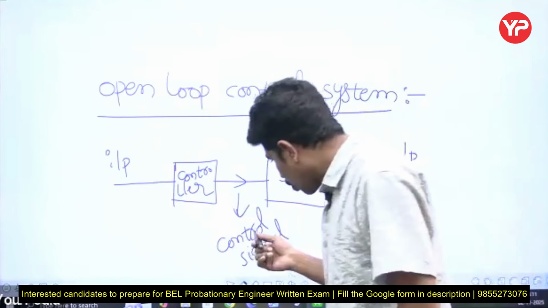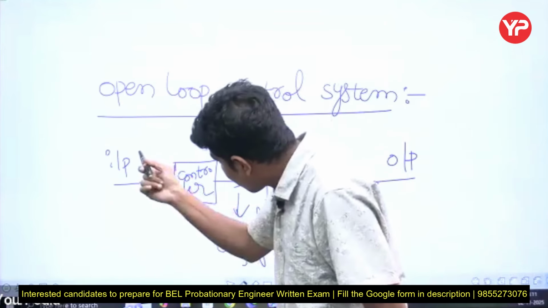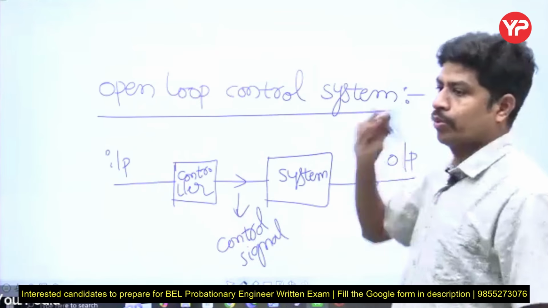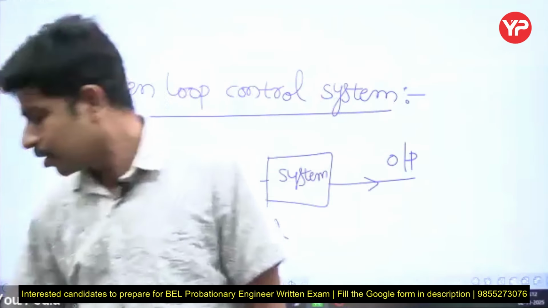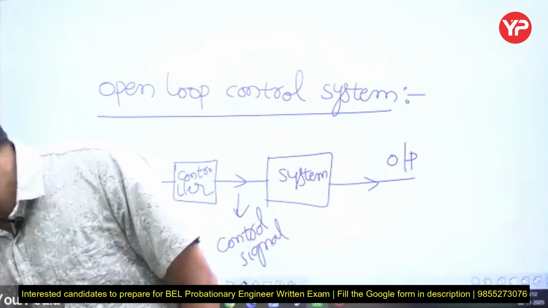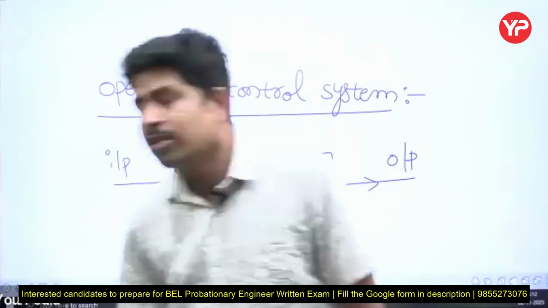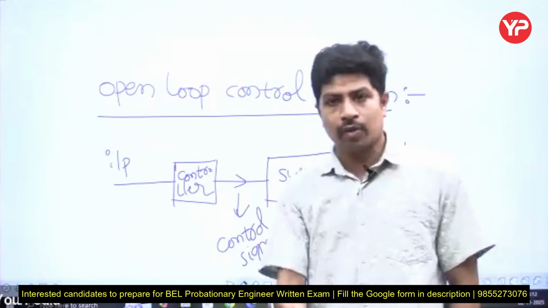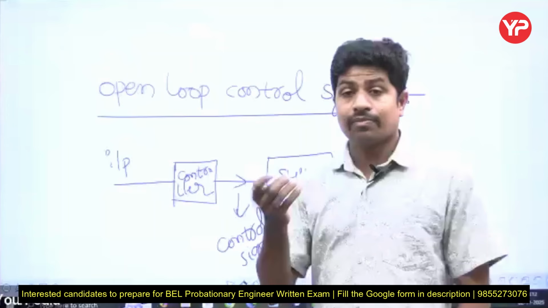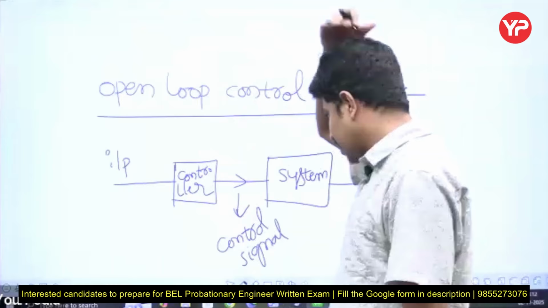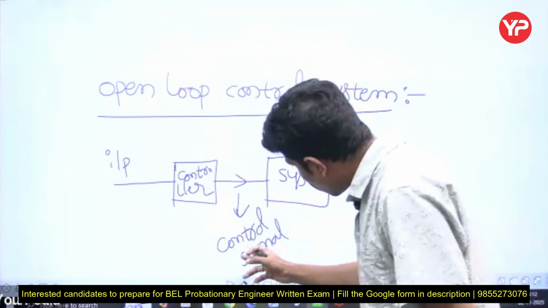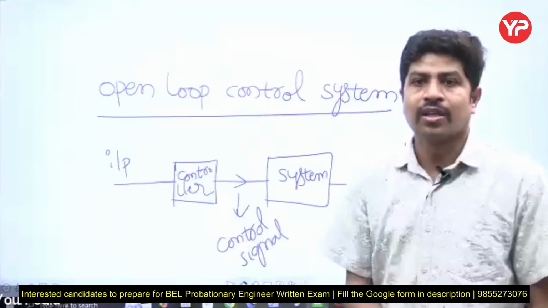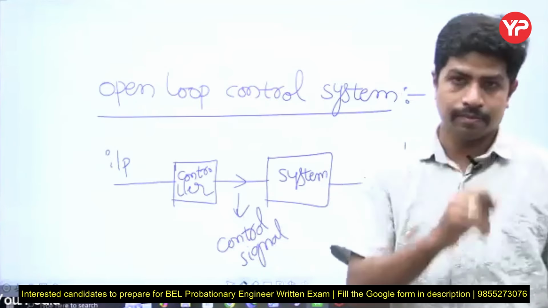Here the control signal is depending only on the input. It is nowhere checking the actual output. That is the definition you have to catch. If the generated control signal depends only on the input, and it is nowhere taking the output into consideration, that is called an open loop control system.